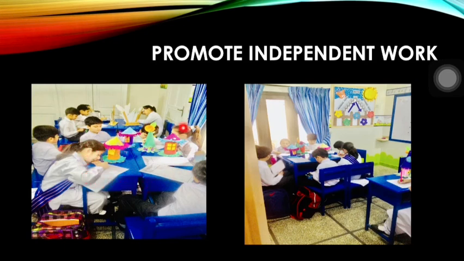They are sitting in groups, they are helping each other, but they are working and nobody is looking at the board. Same is the case in this picture. See, everyone is working. Everyone is doing their own work quietly, nicely, and they are very much focused on their task.